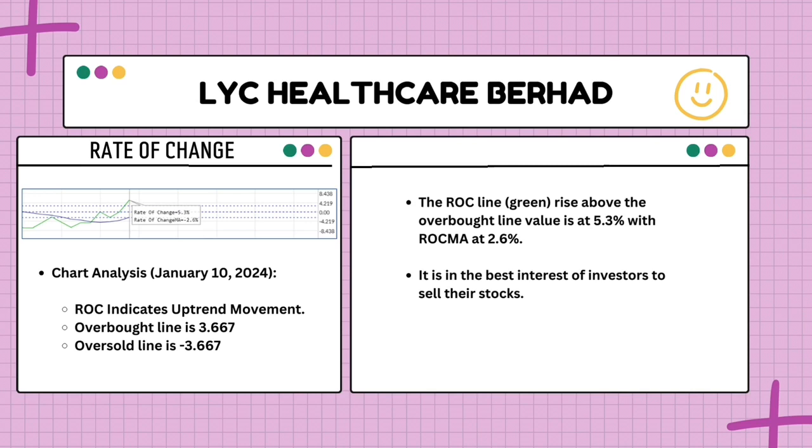In rate of change, chart analysis on 10 January 2024 shows that ROC indicates uptrend movement. The ROC line, green, rises above the overbought line. The value is at 5.3%. It is in the best interest of investors to sell their stock.